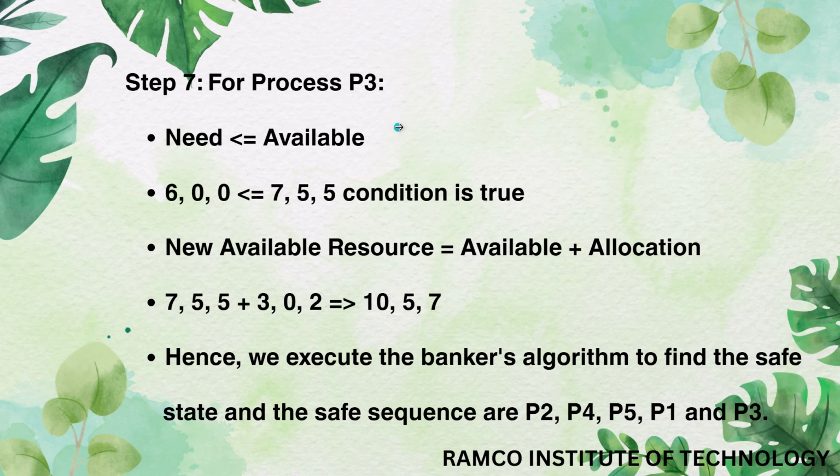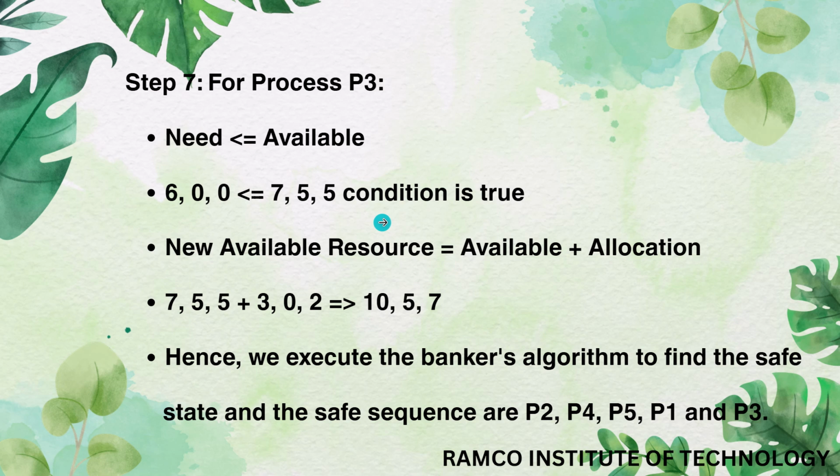So next process P3 is also waiting for the required resources. So now we will check whether the condition is true or false. So here the need is 6 0 0 and available is 7 5 5. Now the condition is true because 6 is lesser than 7, 0 is lesser than 5, then again 0 is lesser than 5. Now the condition is true. If the condition is true, we can make the particular process enter into the safe sequence. Now P3 can enter into the safe sequence.